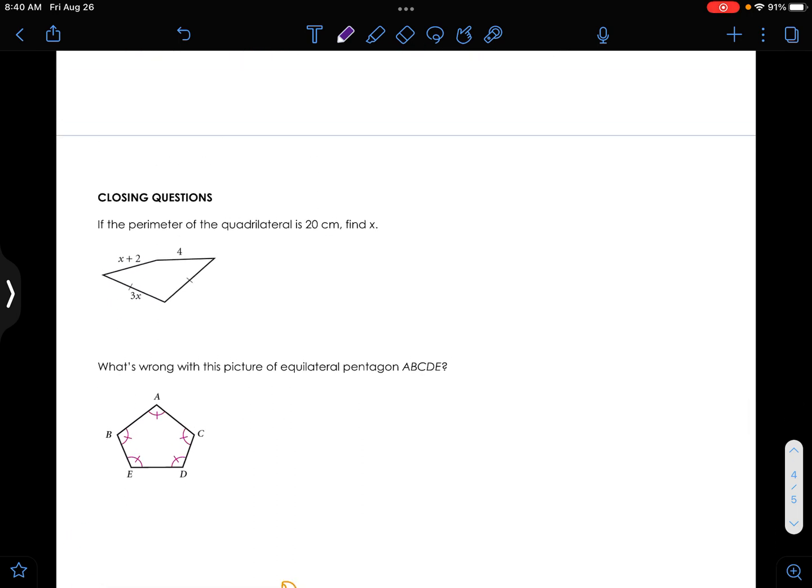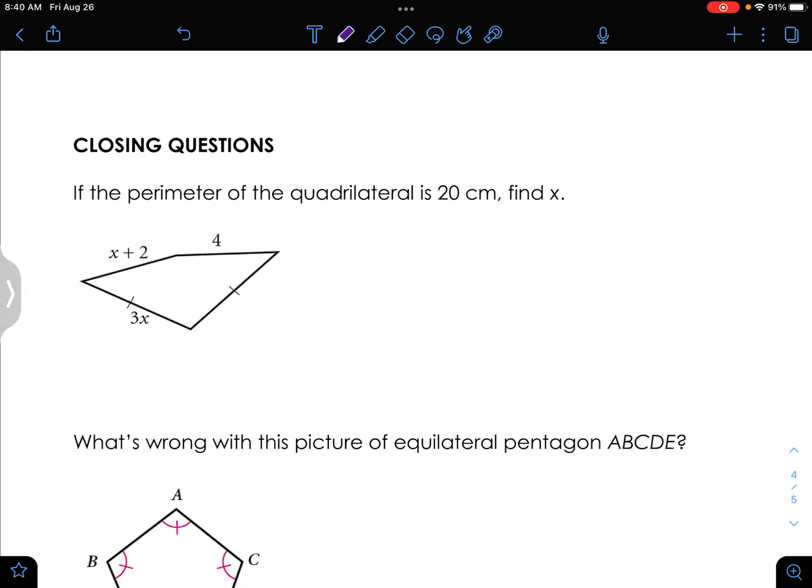So it says if the perimeter of the quadrilateral is 20 centimeters, find x. So if we take a look at this, you see we have a length of 4, a length of x plus 2, a length of 3x. These two sides are congruent, so this is also going to be 3x. So you have x plus 2 plus 4 plus 3x plus 3x equals 20 as your perimeter. We'll combine like terms. 3x and 3x is 6x plus another x is 7x. 2 and 4 is 6. That's equal to 20. Subtract 6, you get 7x equals 14, and so you get x equals 2.